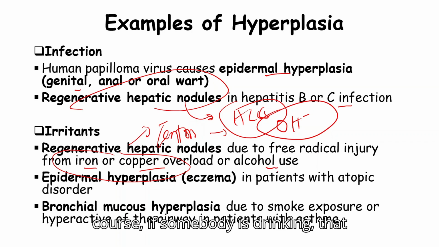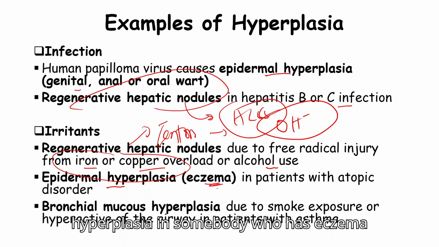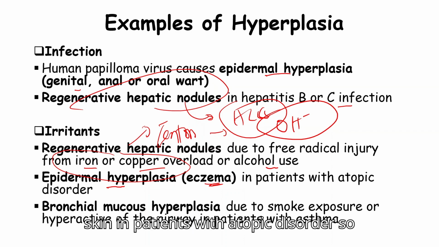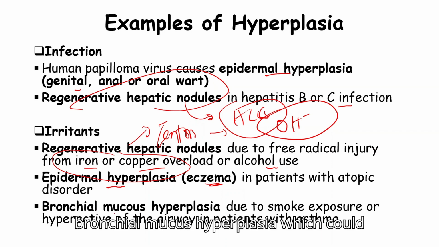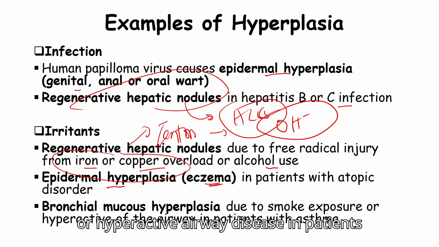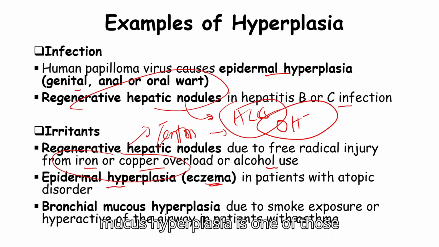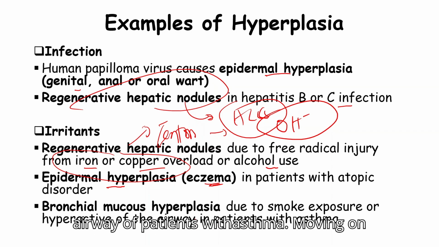Also, of course, if somebody is drinking, that could also lead to damage to the liver, and that could lead to regenerative hepatic nodules. Also, epidermal hyperplasia in somebody who has eczema, whereby they just keep scratching the skin. In patients with atopic disorder, we could also see hyperplasia. And the last example there is bronchial mucus hyperplasia, which could be seen in the setting of smoke exposure or hyperactive airway disease in patients who have asthma. Remember, bronchial mucus hyperplasia is one of those pathology findings that we see in the airway of patients with asthma.